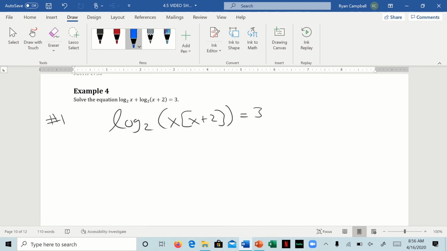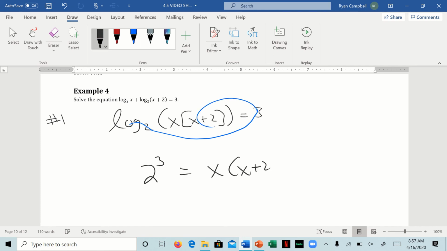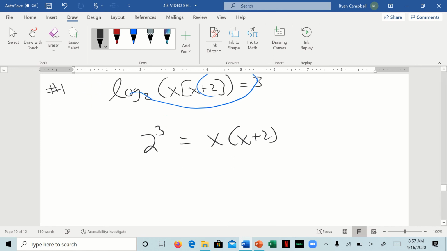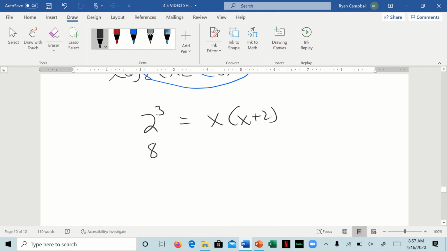So hopefully you remember that we could snail it up, right? So we can do 2 raised to the 3rd equals x times x plus 2. So 2 to the 3rd is 8. X times x is x squared. X times 2 is 2x. So we put all of them on one side of the equation.